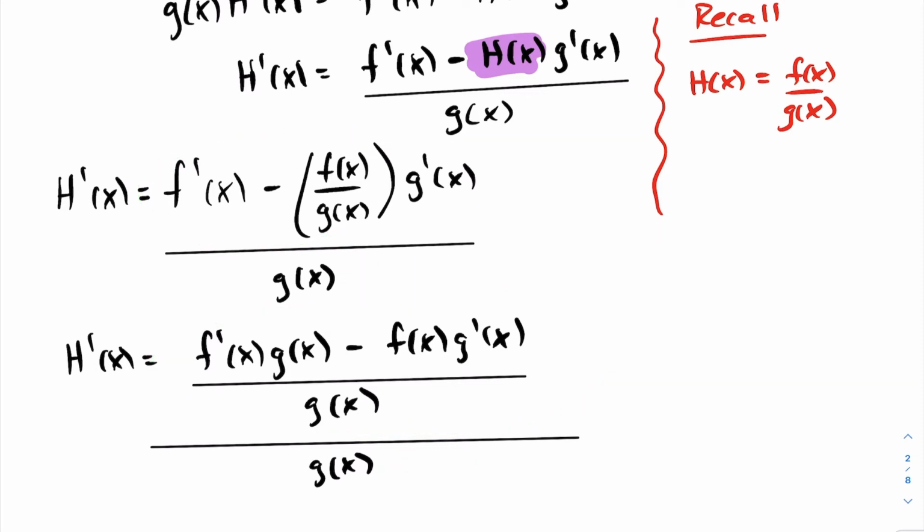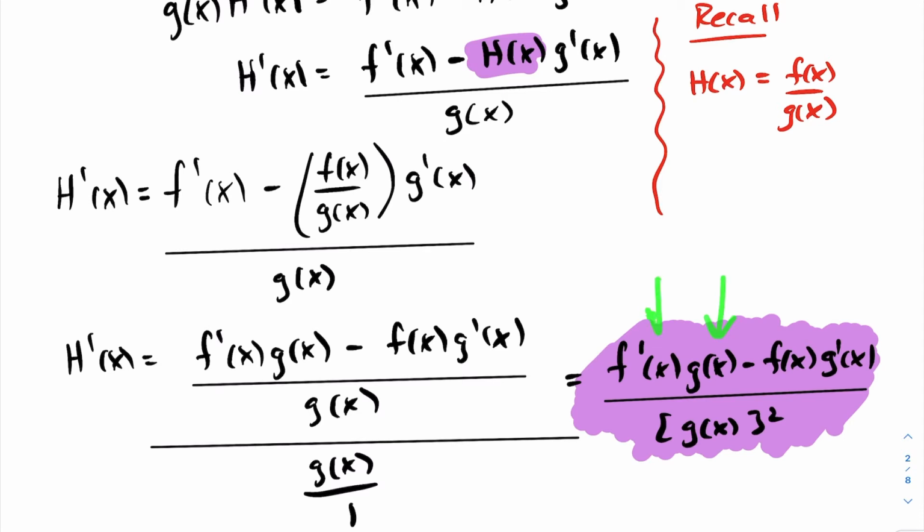Now you'll notice here we essentially have fraction divided by fraction. And when you have fraction divided by fraction, we're going to go ahead and multiply by the flip of this denominator, in which case this becomes bottom times the derivative of the top minus the top times the derivative of the bottom divided by the bottom squared. And we have proven the quotient rule. Let's take a look at some examples.